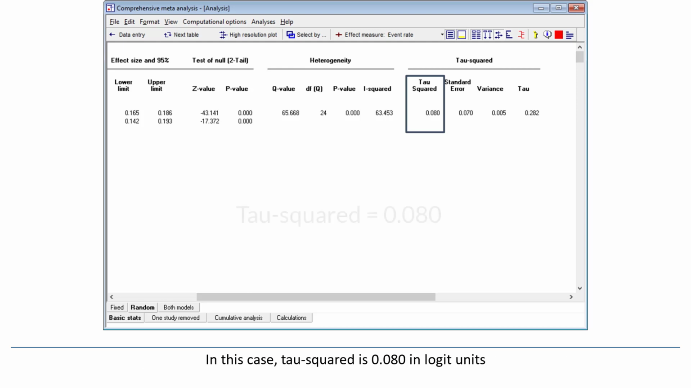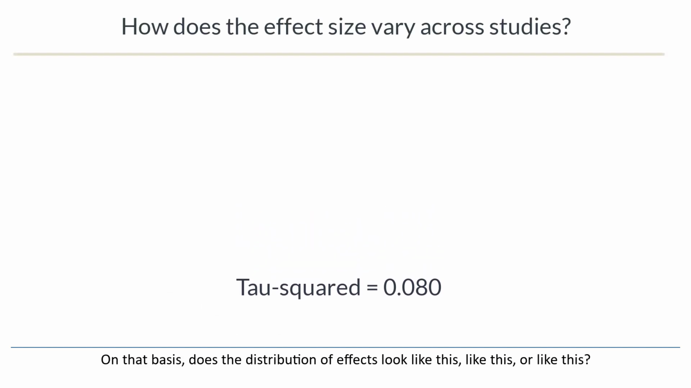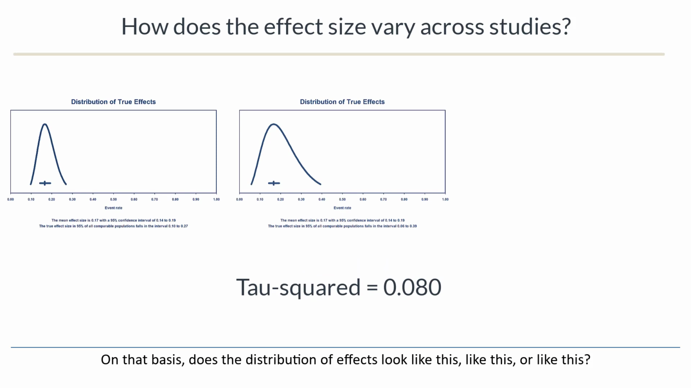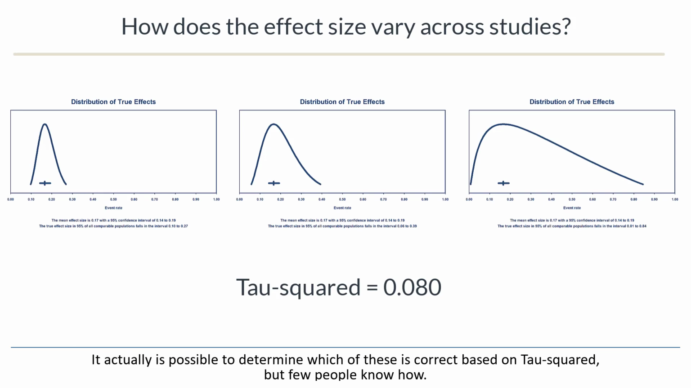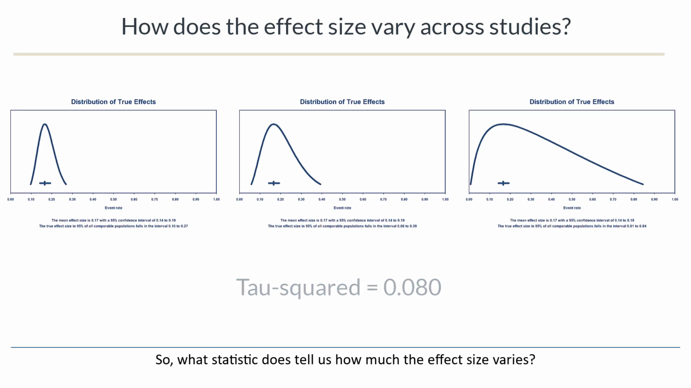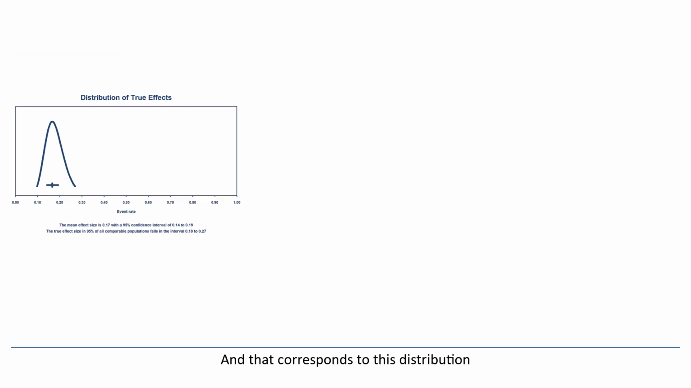In this case, tau squared is 0.080 in logit units. On that basis, does the distribution of effects look like this, or like this? It actually is possible to determine which of these is correct based on tau squared, but few people know how. So what statistic does tell us how much the effect size varies? Well, that statistic is the prediction interval. Here, I would report that the true effect size in 95% of all comparable populations falls in the interval 0.10 to 0.27, and that corresponds to this distribution.